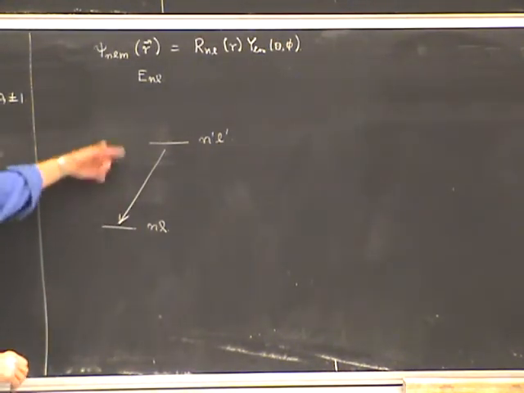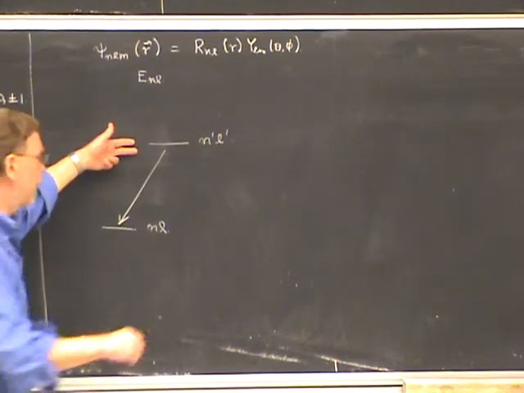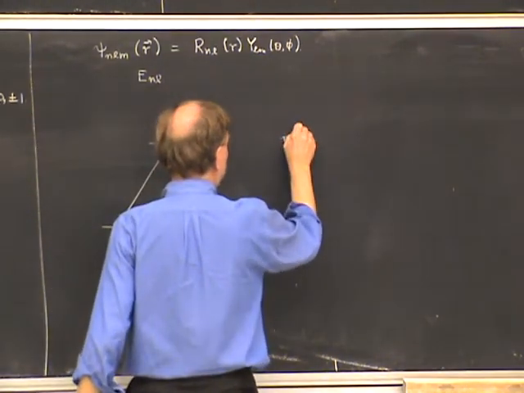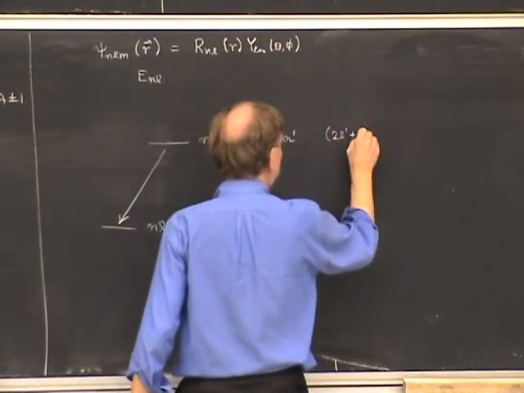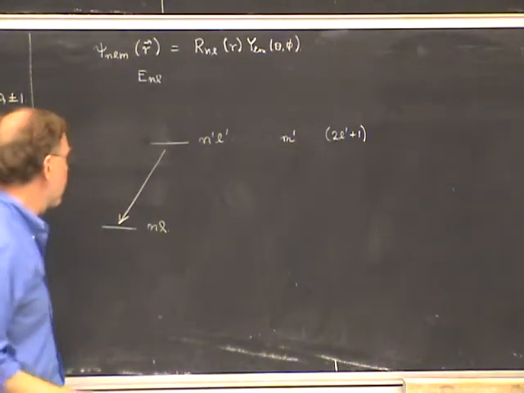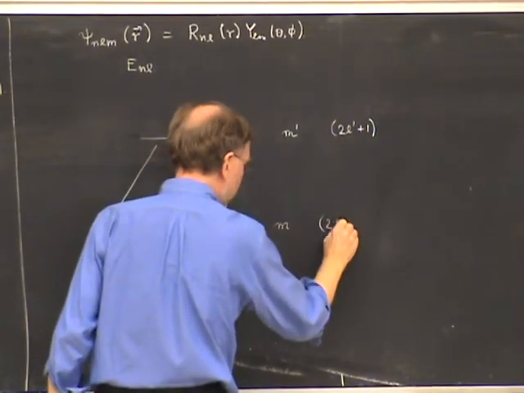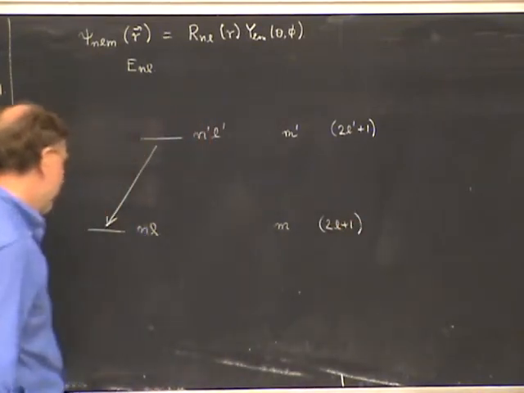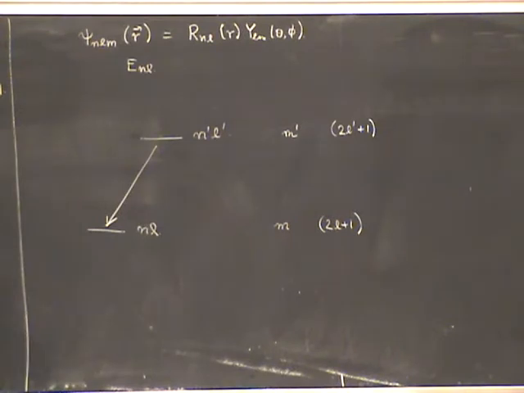I'm calling these two levels, but actually they're not just single levels. There's multiple levels in there, because there's also a magnetic quantum number, m', up above, which means there's really 2l' plus 1 levels, indicated here by this line. And then down below, there's also a magnetic quantum number m, so there's 2l plus 1 lower levels down below. The energy does not depend on m' or m. So these lines that I've drawn here represent what they call manifolds of levels, or collections of levels, if they're degenerate.